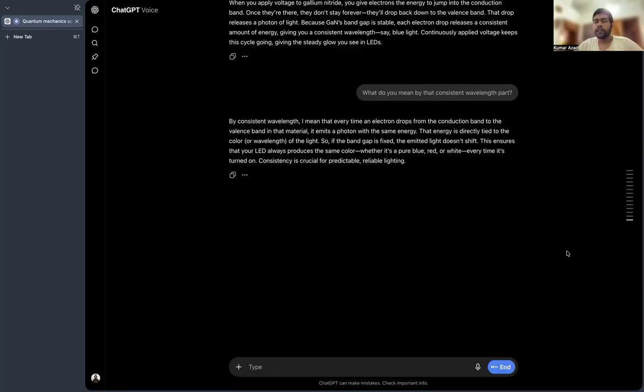So when the wavelength is emitted from that semiconductor material, what is actually going on inside that compound, inside their structure? Can you comment on that part?